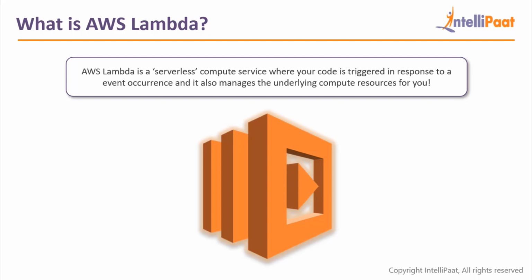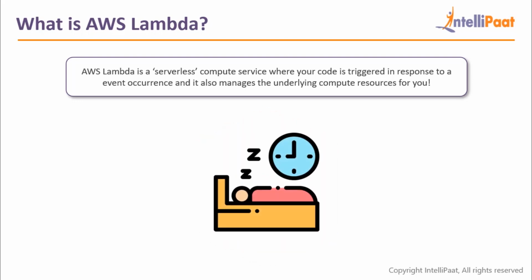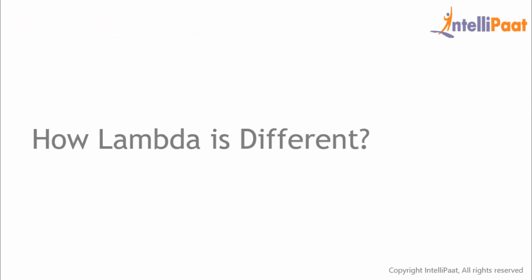You will just have to code as per your needs, save it in Lambda, and relax. It will take care of everything else like provisioning servers. We will learn more in depth as we move along. So now, what distinguishes Lambda from EC2 and Elastic Beanstalk? They all are compute services, right? But there is a difference. Let me give an idea about that.